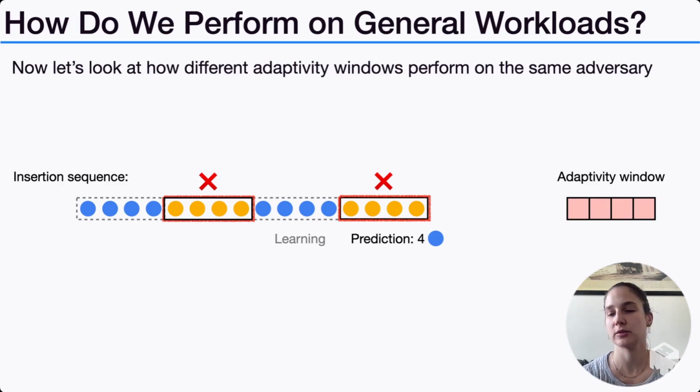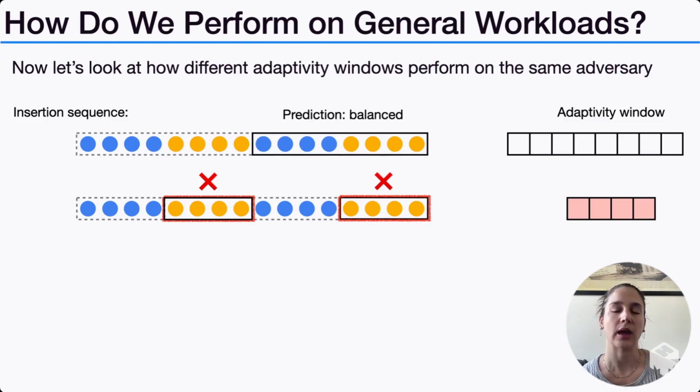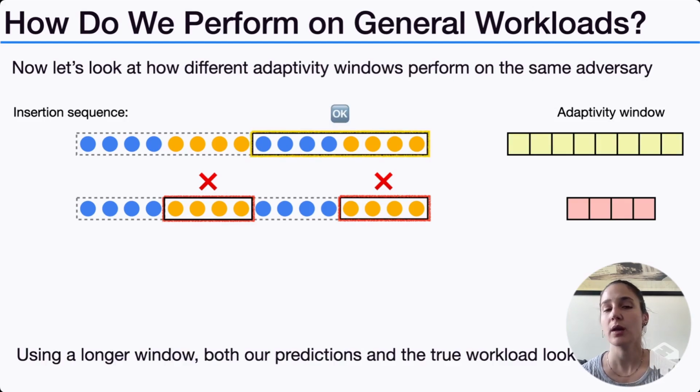But now let's look at the same adversary, but different adaptivity windows that I could use. So if I made my adaptivity window twice as long and looked over 8 inserts, then the workload looks balanced over the scale. My prediction would be that for the next period, the insertions are balanced. And this prediction is pretty good. It's correct. And so our insertions are not going into a dense side. They're also not going into a sparse side. So this is kind of neutral for us.